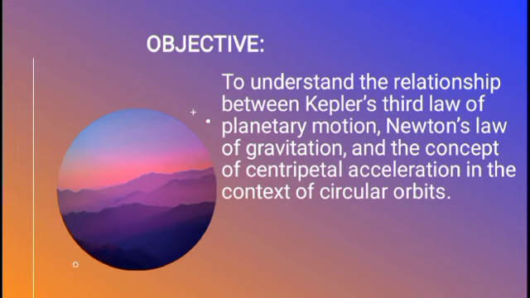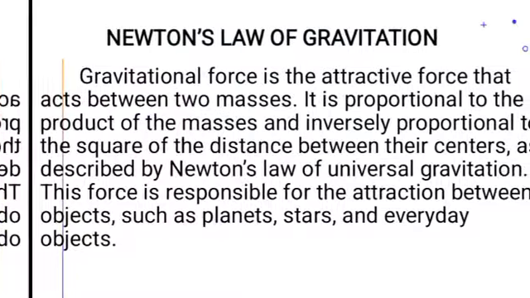The main goal of this lesson is to understand how these three concepts are connected. We'll explore how Kepler's law helps us describe a planet's orbit, how Newton's law of gravitation explains the gravitational force keeping it in orbit, and how centripetal acceleration describes the motion that keeps an object moving in a circular path. By the end of this video, you will see how all three laws fit together perfectly to describe motion in space. Let's start with Newton's law of gravitation.